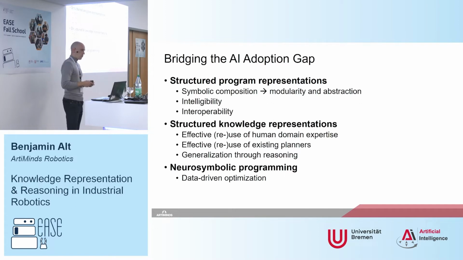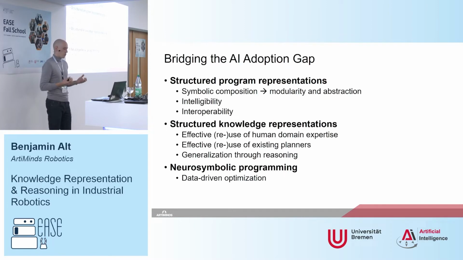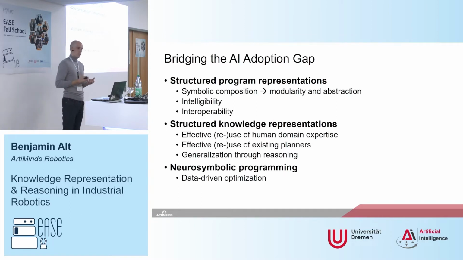And the third thing that we want to do is neurosymbolic programming. If you have a combination of the neural and the symbolic knowledge-based aspects, you can really get the best of both worlds and unlock maybe optimization problems or program synthesis problems that you couldn't do before.